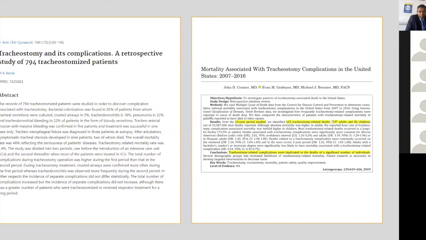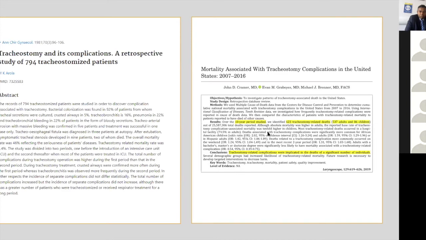Now, in these two publications, you'll see that one looked at nearly 800 patients retrospectively and found that 1.4% of the tracheostomies were related to the mortality of the patient, which is a small number, but a hugely significant number. And on this side, you'll see that they looked at the cause of death. They looked at over 25 million deaths over 10 years, and they found 623 tracheostomy-related deaths.